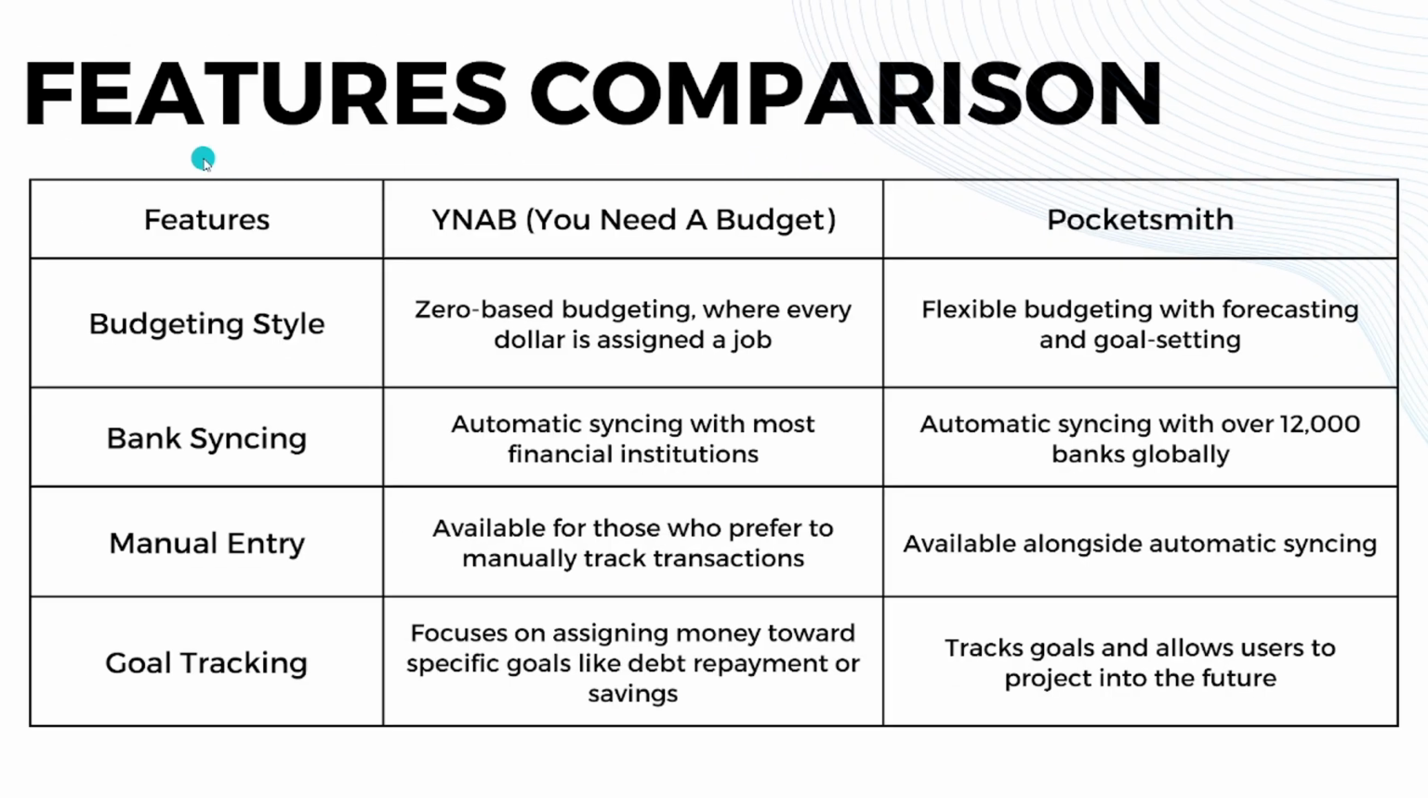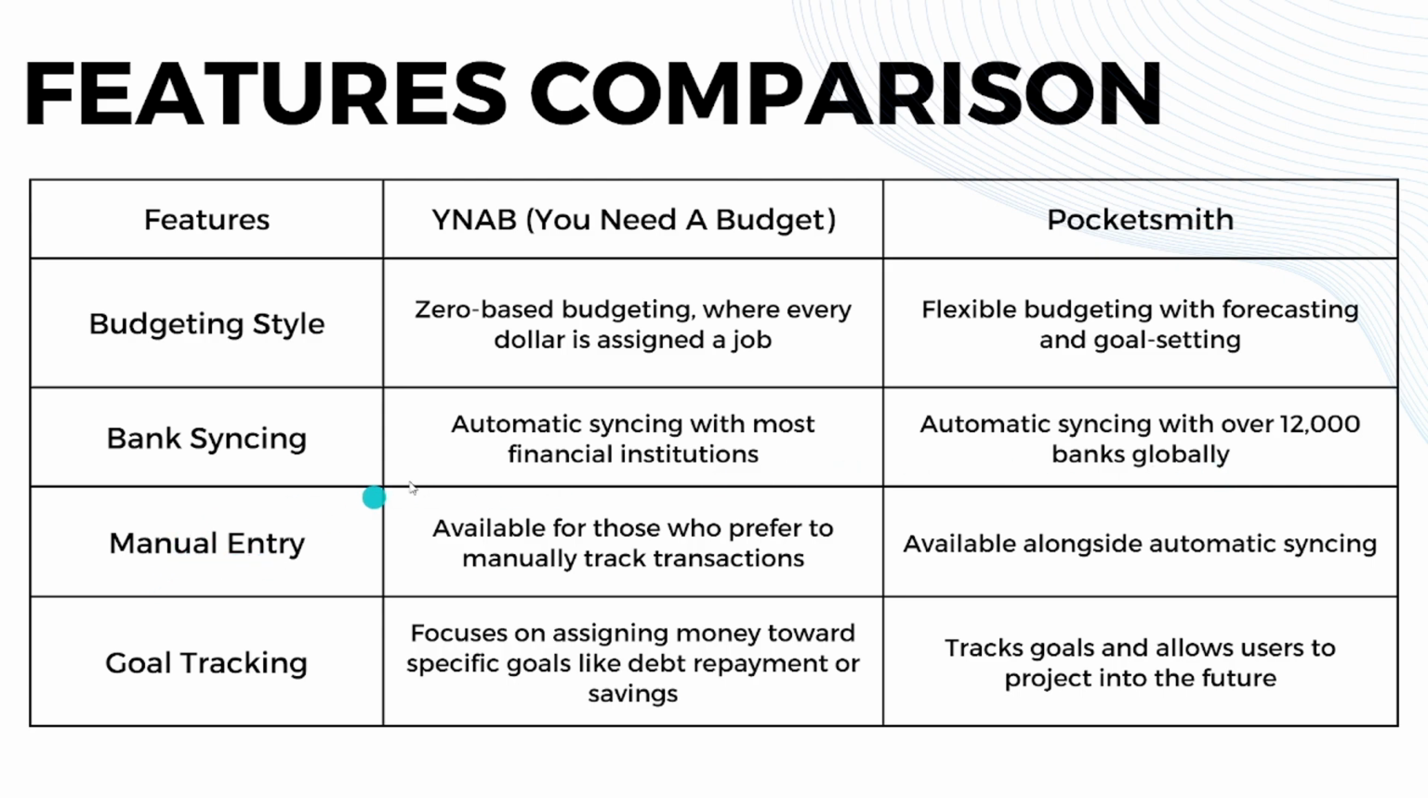So now let's go directly to the features comparison. When we talk about budgeting styles, YNAB has zero-based budgeting, where every dollar is assigned a job, while Pocketsmith has flexible budgeting with forecasting and goal setting. And when we talk about bank syncing, YNAB has automatic bank syncing with most financial institutions. Same thing with Pocketsmith, they have automatic syncing with over 12,000 banks globally.